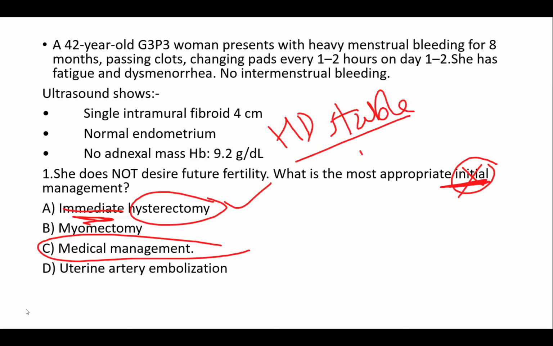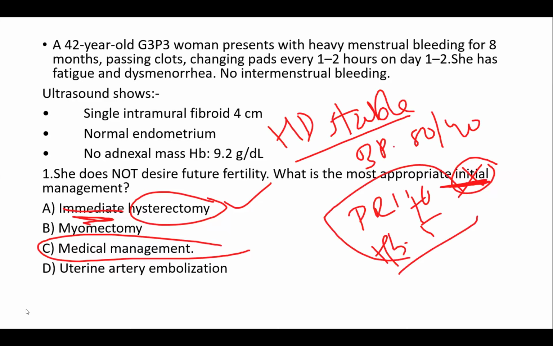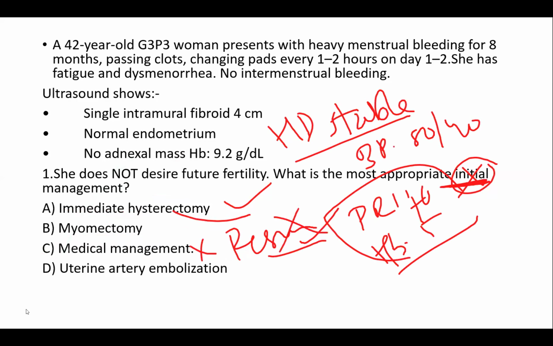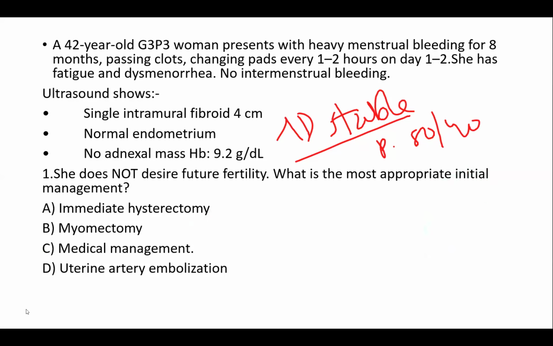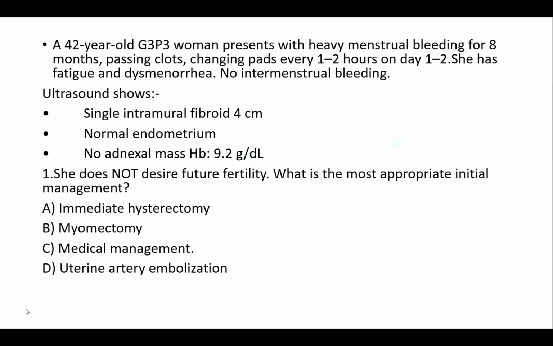Yes, ma'am. If the same patient has BP 80/40, pulse rate 140, hemoglobin 5, bleeding heavily from down, what is the appropriate management? For initial management, if instead of medical management they give resuscitative measures, that would be the best option. If not, immediate hysterectomy would be the answer. So please read the question, understand what they're asking, rule out each option. Okay, this is not correct, this is not correct, then choose the proper answer.